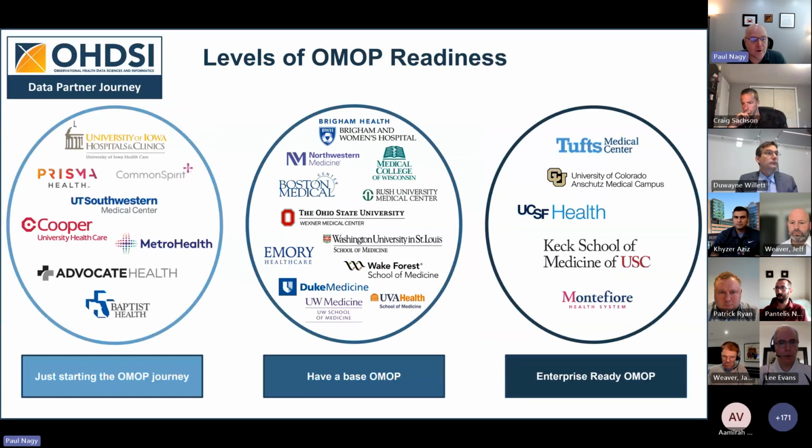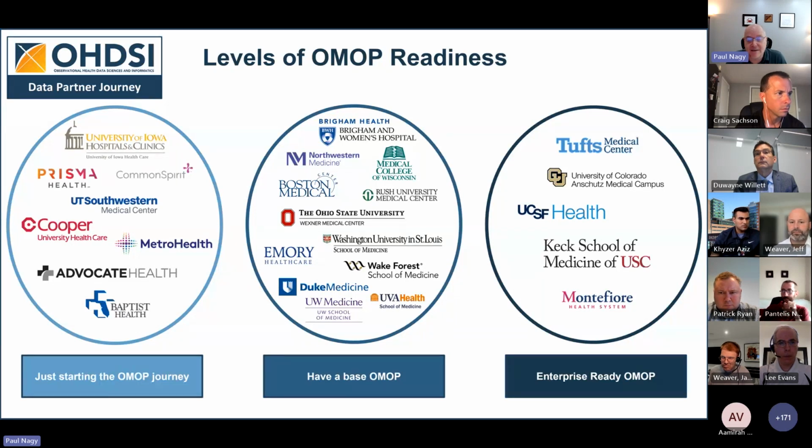So we started working with different health systems. And we found that they fell into three camps. Some camps that were just starting their OMOP journey. A lot of systems already had a base in their organization. They had done a project. They had an OMOP version. It might be 5.2. But they had done a project and they had done some of the ETL, but it might not have been refreshed, or it was not being managed at the enterprise level.